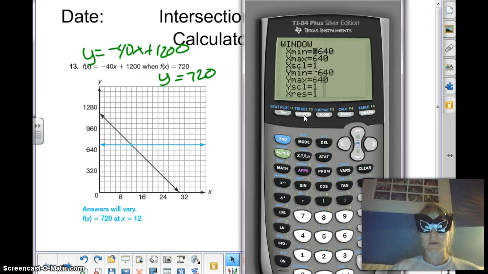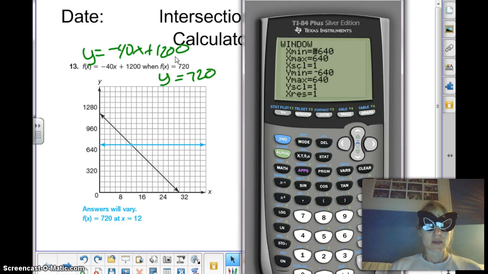So this is what we're going to do. We're going to go to the window. We know my y-intercept here is 1200, which is more than 720. So we're going to have to go down here and tell it my max is, we'll go 1250. You usually want to go a little bit over what you have so you can see it on the screen. The y minimum, we don't really care about a negative, so we're just going to make that 0.